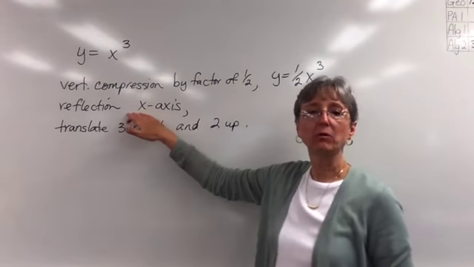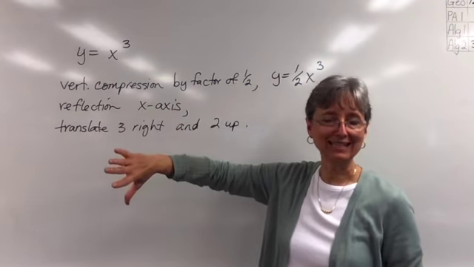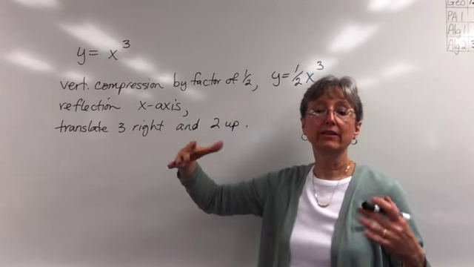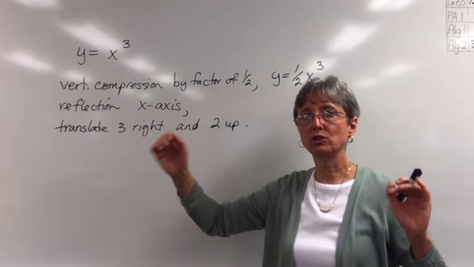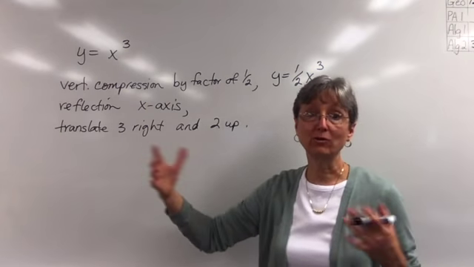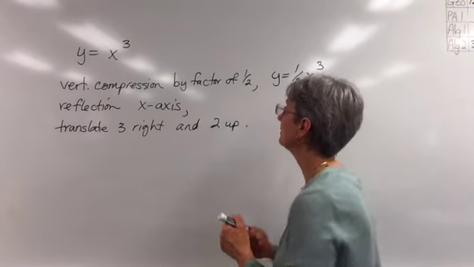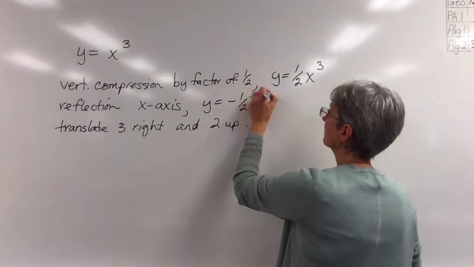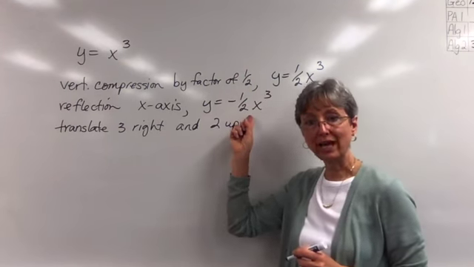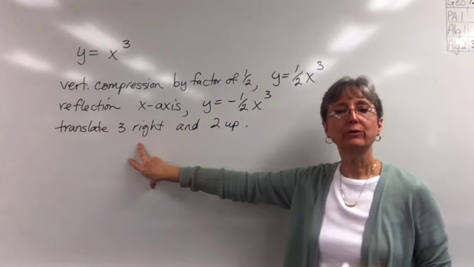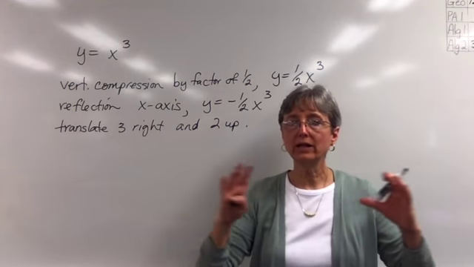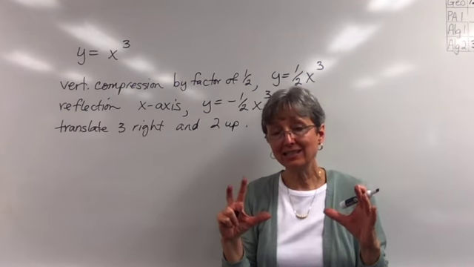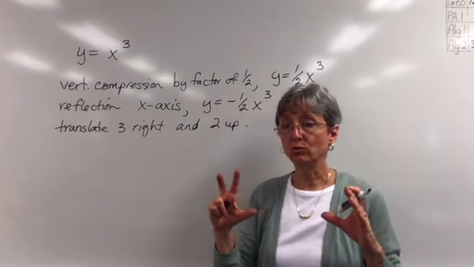That's the first step. The next thing is now we want to reflect it across the x-axis. If we are reflecting it across the x-axis, then our x's don't change, but our y's do. So we are basically going to multiply this by negative. This becomes negative 1/2 x cubed. Now we want to go 3 right. 3 right is a horizontal translation, and that's with the x. The x gets shifted 3 to the right.